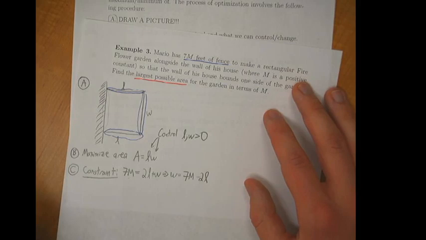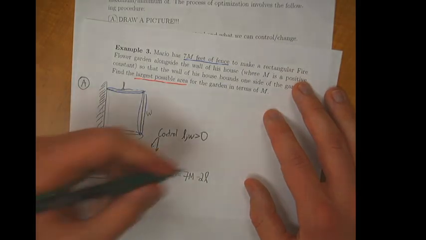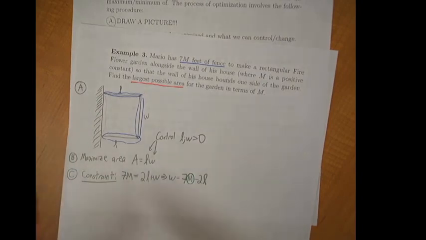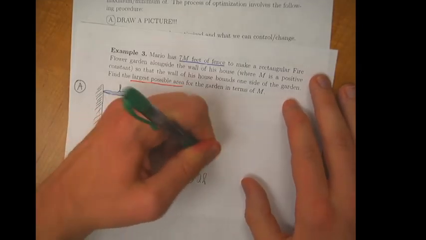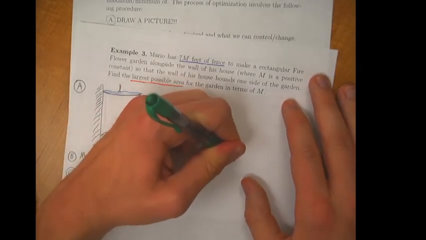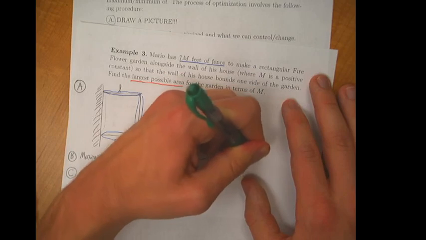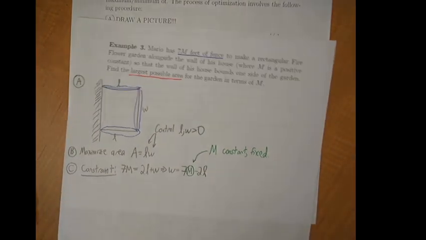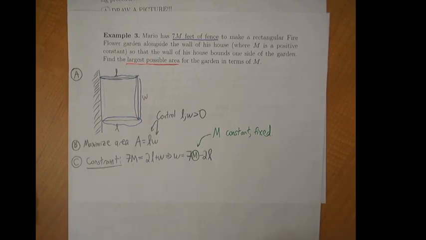Okay? Now, one thing to keep in mind for this type of problem is that M is said to be a fixed constant. We don't know what it is, but we don't need to know what precisely it is. All we know is it's just some constant. M constant and fixed. Okay? So, just one thing to keep in mind for these types of problems.